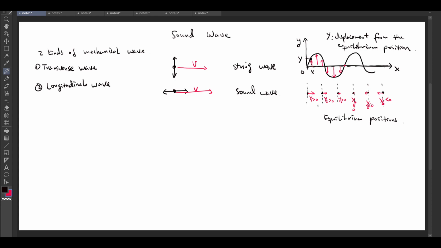It's just that for each particle, now you need to use different equilibrium positions to measure that displacement. Y here still represents the displacement from the equilibrium position. All right. So that's the concept of longitudinal wave, and again, the sound wave is the subject for today's lecture.